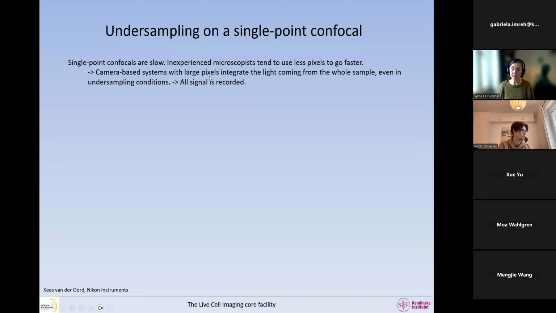So in a camera-based system, because we have an array of pixels that cover the whole surface where the point spread function is projected. I'm sorry, I'm going to have to go and have a little drink of water. So just a second.